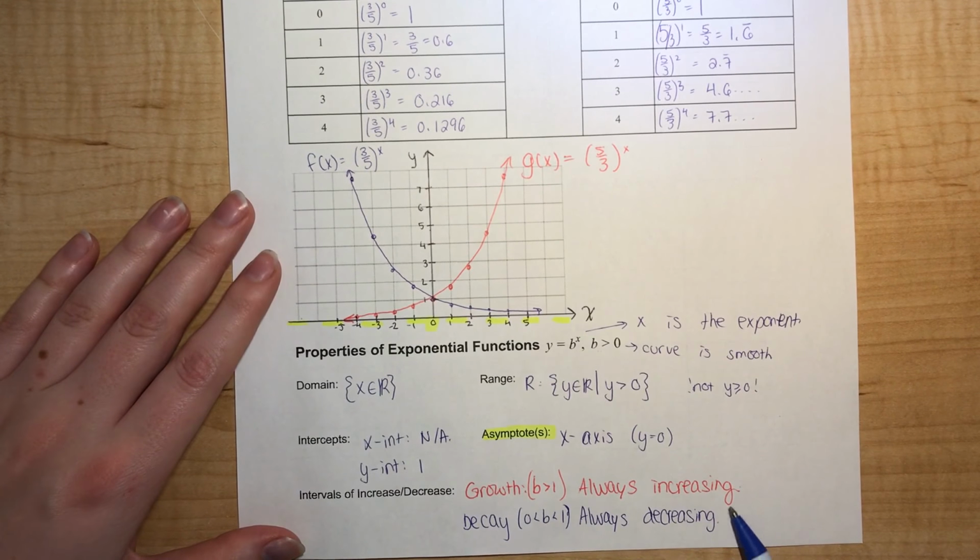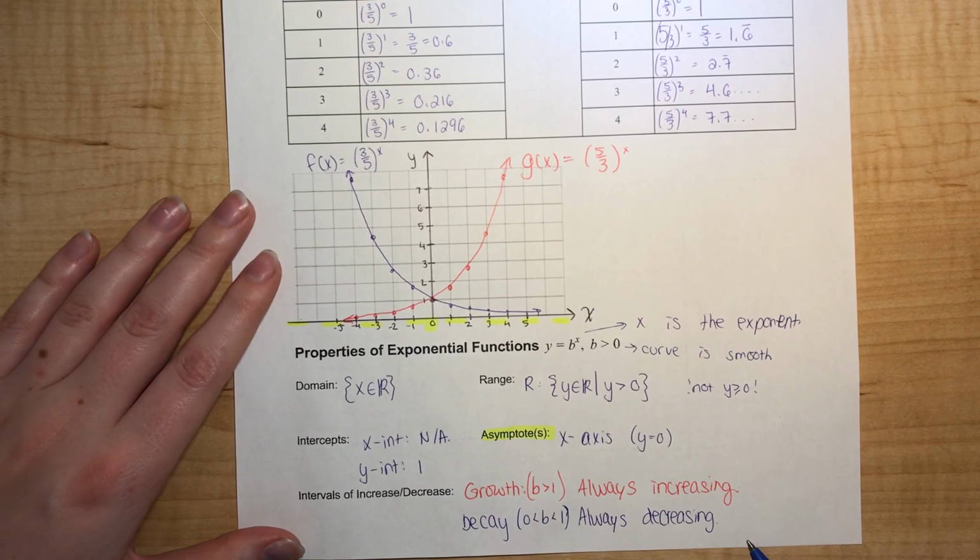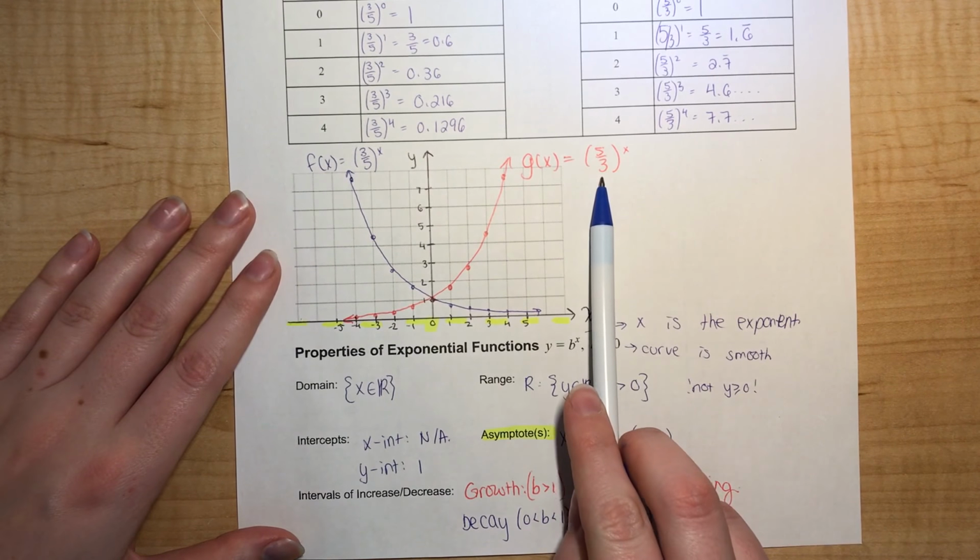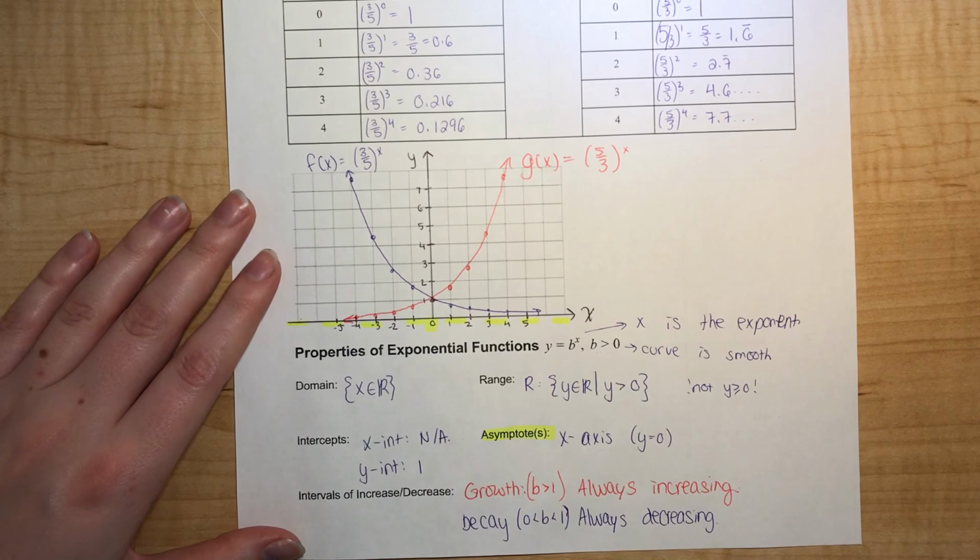So we can tell the intervals of increase or decrease just based off of the base, just by figuring out what number is being raised to each exponent. Cool. So those are some of our properties.